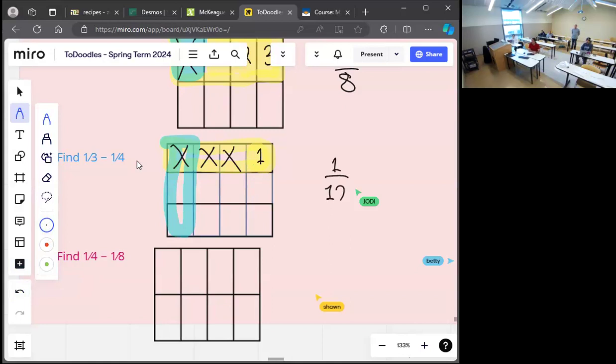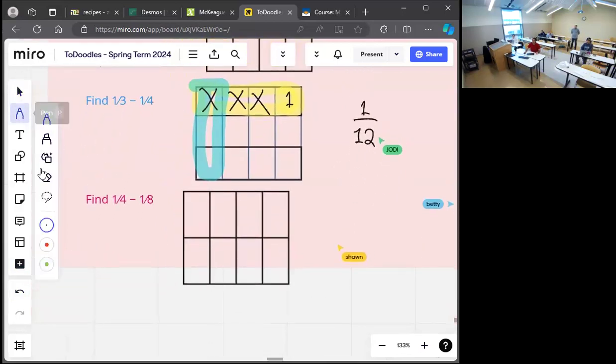Okay, cool. My brain feels like it wants to play marshmallows right now. Okay, one more, 1/4 minus 1/8. So here's the 1/4. I'm going to say goodbye to one of those 1/8. How much of the 1/4 is left? One part, 1/8, which is indeed 1/8.